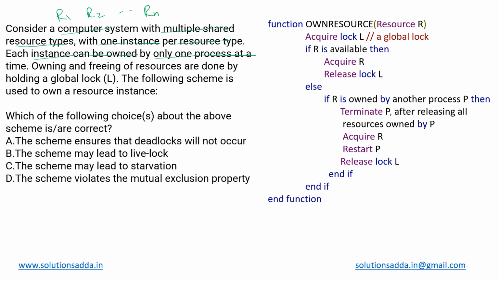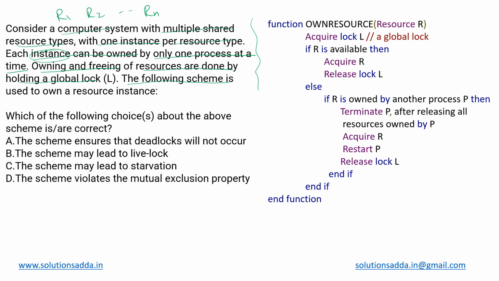So there is no sharing of instances. Owning and freeing of resources is done by holding a global lock. So we already know about the shared locks, exclusive locks, all those which exist over here. And then we have the semaphore things which helps for process synchronization. The following scheme has been given over here in the form of this function, which is the synchronization mechanism being used. So that is a custom-built mechanism they are using.